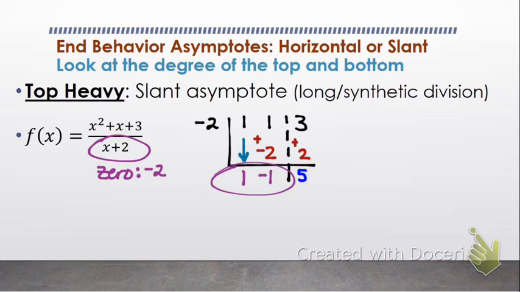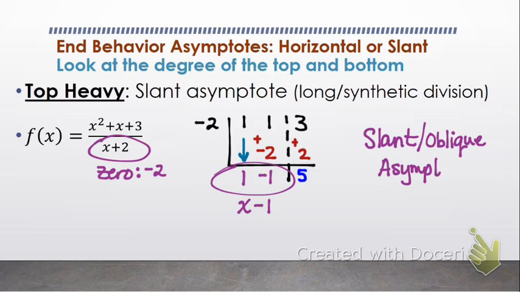That's my slant asymptote. The numerator started off as a second degree polynomial, so this is going to drop a degree. This is going to be a first degree polynomial, so that's just going to be x minus 1. So my slant, my oblique asymptote, will be at y equals x minus 1.